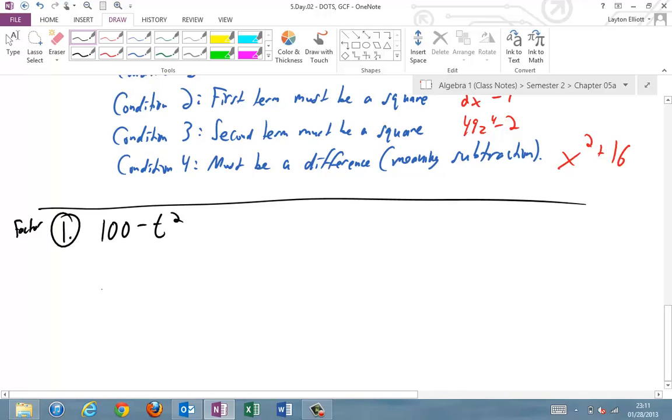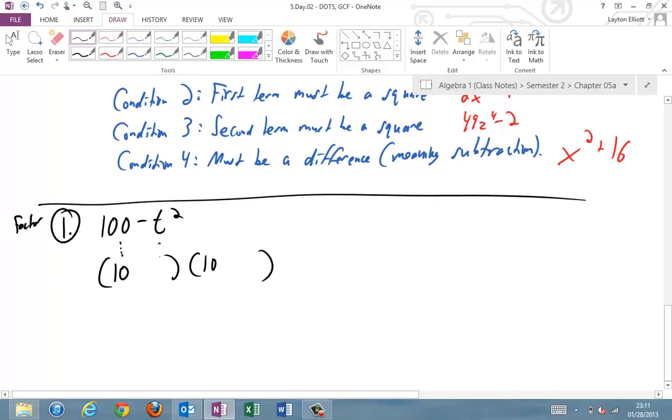I'm going to separate that into two binomials. So it meets all four conditions. First term's a square, second term's a square, it's a binomial, and it's a difference. When it's like that, we're going to separate them. We're going to take the 100 and split it up into the two numbers that multiply to get 100 that are identical, 10 and 10. For that matter, we're going to take the t and make it t and t, and then just a little plus, minus. That is fully factored. That's it.